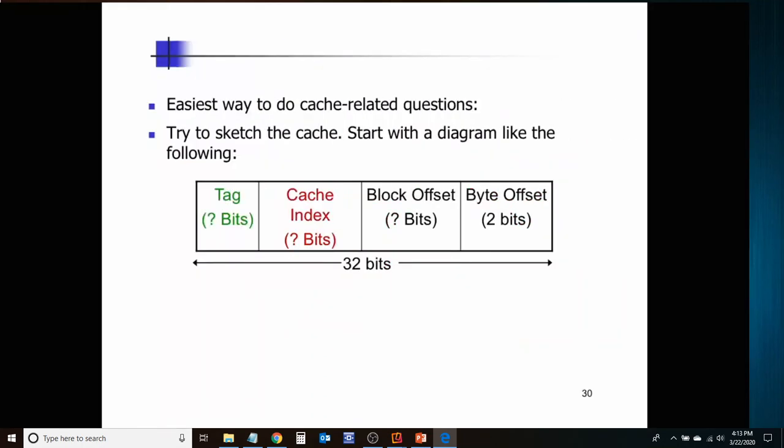Alright, next we have a small trick here. The easiest way to answer cache related questions is to sketch the cache and start with this particular diagram for say a 32-bit memory address, byte address. Find out the number of bits in the tag, the number of cache index bits, which is related to the cache size, and how many bits are for the block offset, and this is always going to be 2 because there are always 4 bytes in one word.